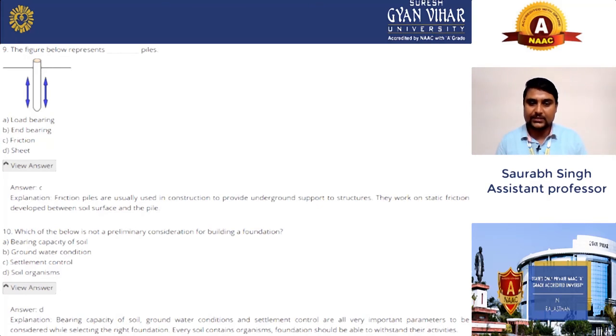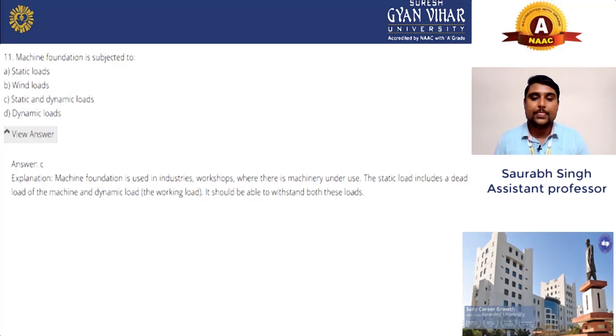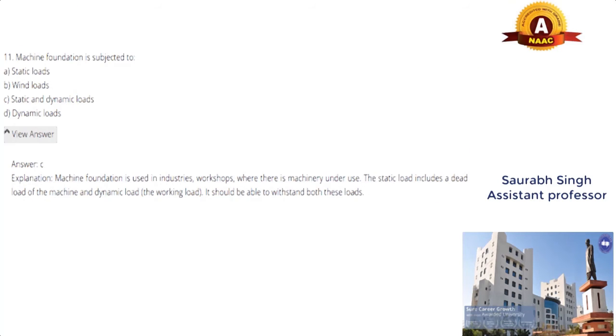Let's come to the 10th question. Which of the below is not primarily a consideration for the building foundation? Bearing capacity of soil, groundwater condition, settlement control, and soil organism. The right answer will be soil organism. We will also see one more question here. Machine foundation is subjected to what? Options are static load, wind load, static and dynamic load, and dynamic load. What will be the right answer? Right answer will be C.